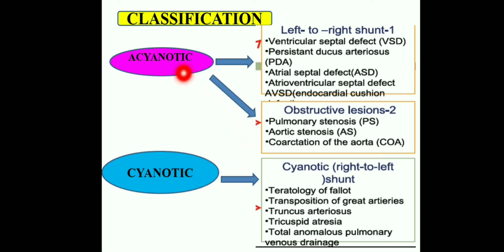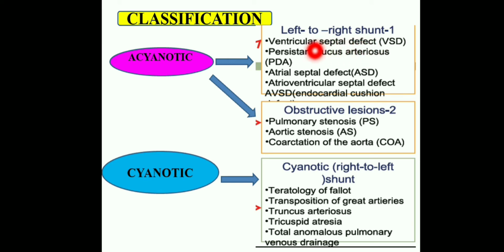Here first we will discuss the acyanotic conditions. Acyanotic is again divided into two: left to right shunt and obstructive lesions. The obstructive lesions are again divided. First we will discuss the left to right shunt.